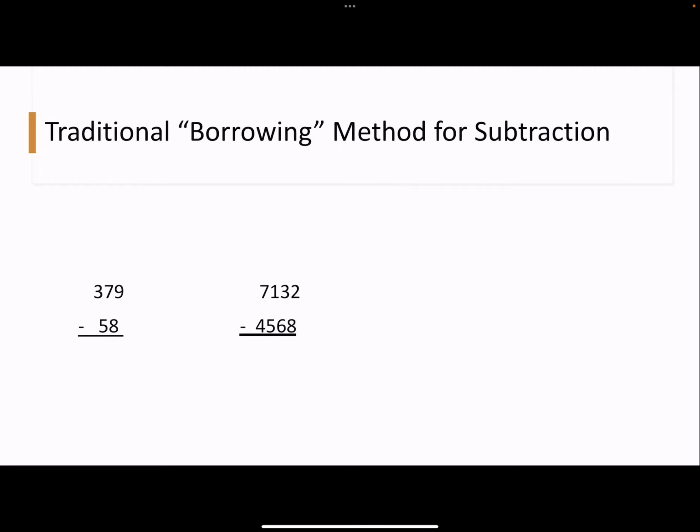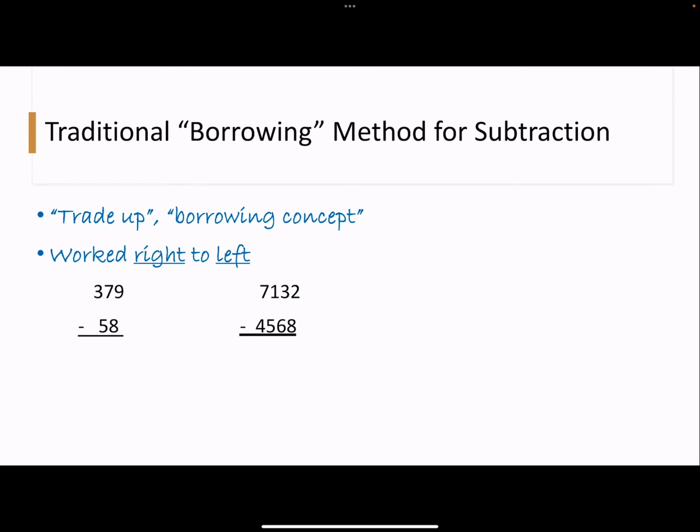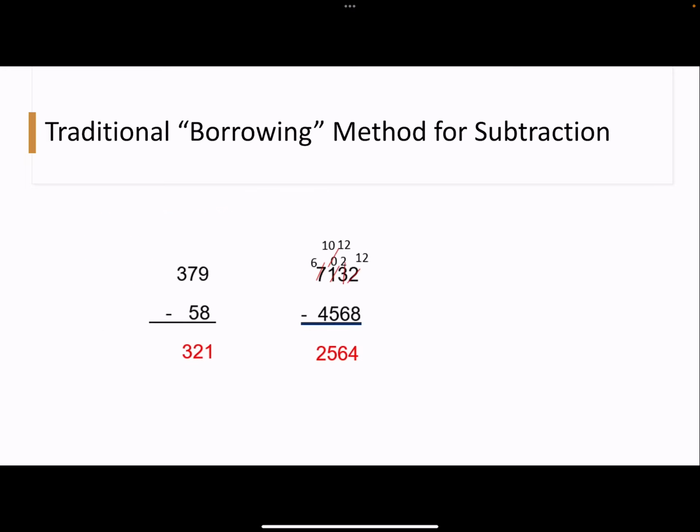Of course, we do have our traditional borrowing method that you will teach students. In the traditional borrowing method, you trade up or use the borrowing concept. This is where we traditionally work right to left. The first example we're going to look at is one in which there is no borrowing.